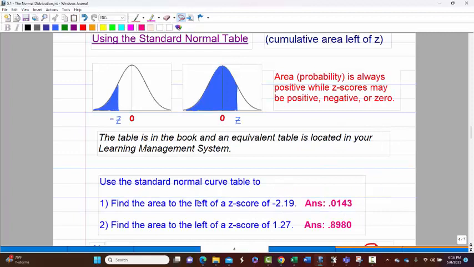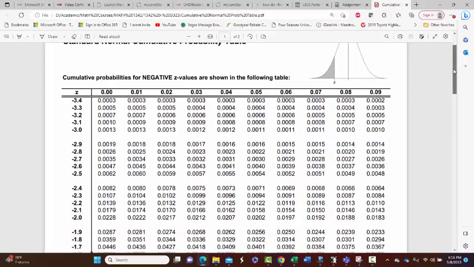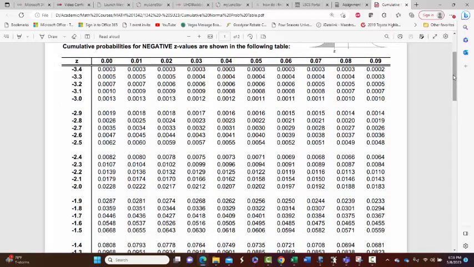Let's say, suppose you want to find the area to the left of a z-score of negative 2.19. So what you do is, read down this first column, that gives you the first decimal place of the z. So this chart is based on the z being 2 decimal places.